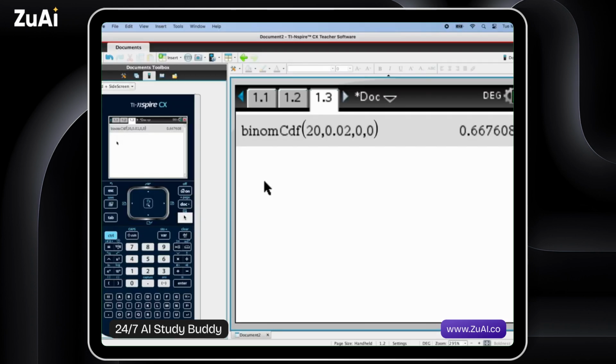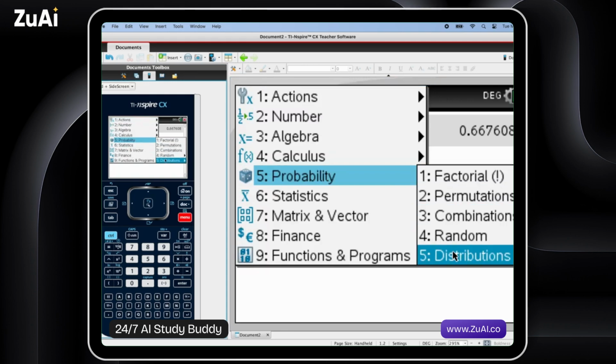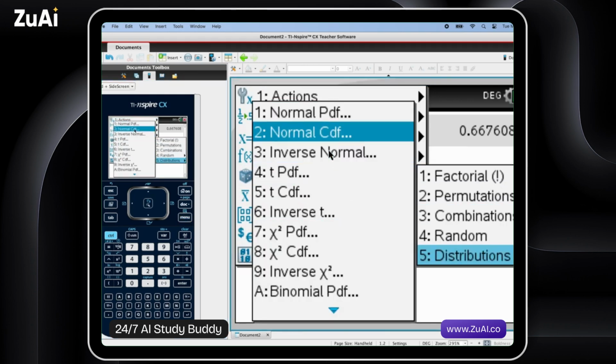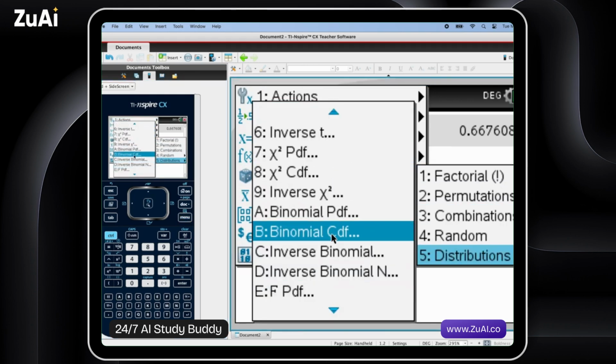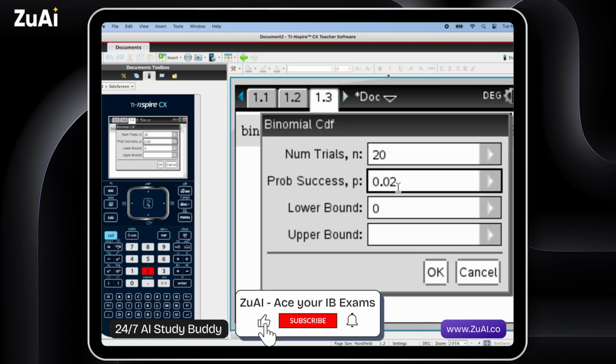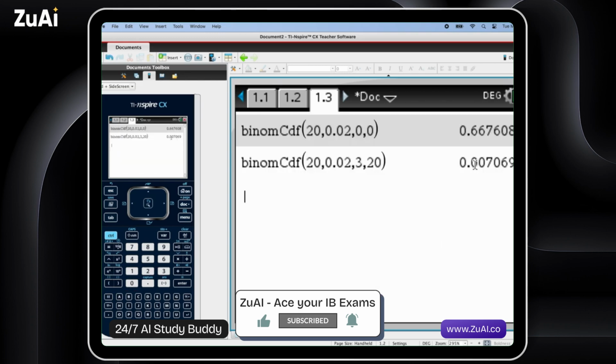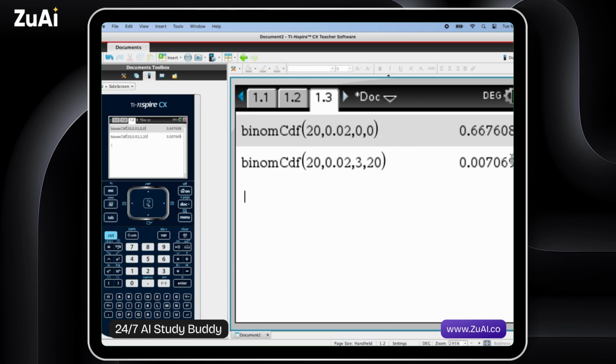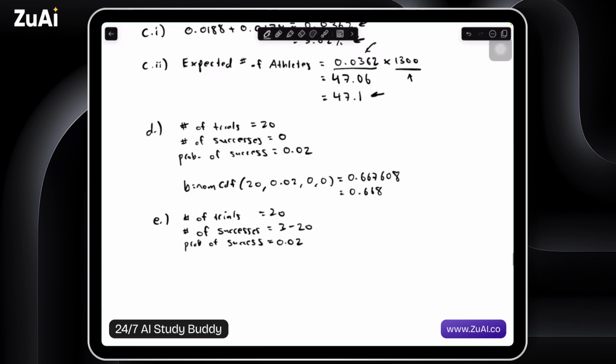So menu, probability, distributions, binomial CDF, 20 athletes once again, chance of testing positive 0.02. What's the chance that between 3 and 20 athletes test positive? In this case, a rather small number. Looks like 0.007069. So let's go back to the document and write this out.